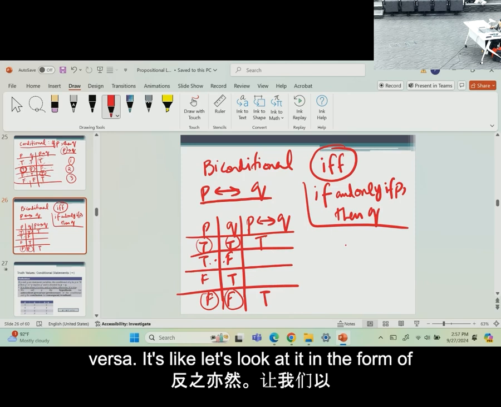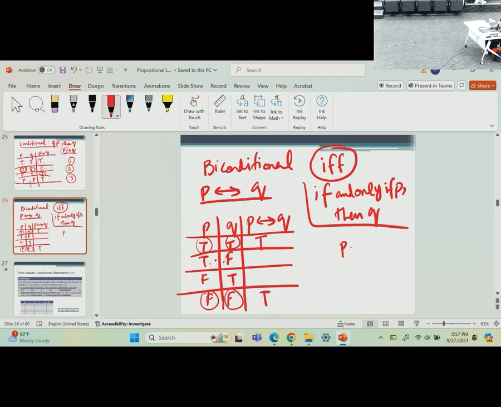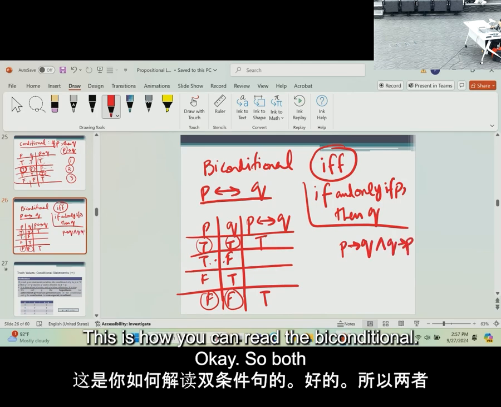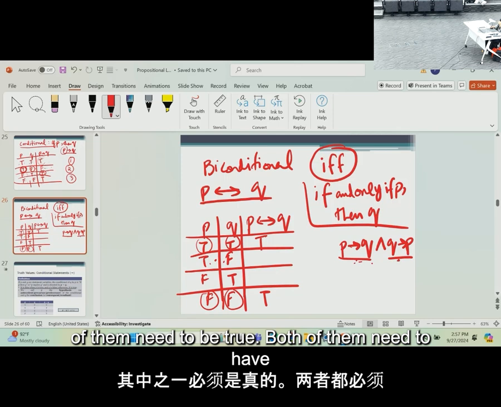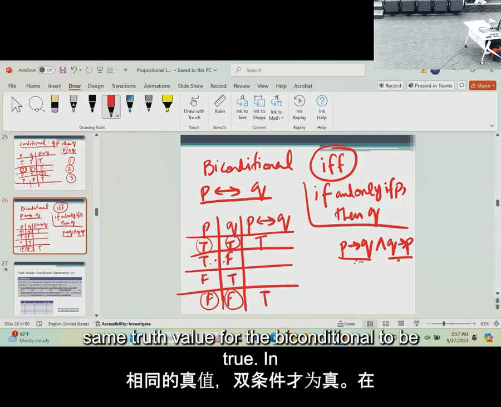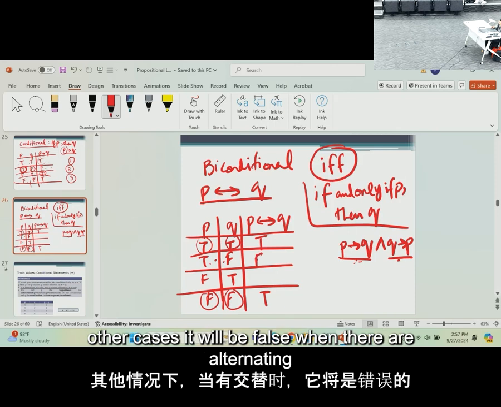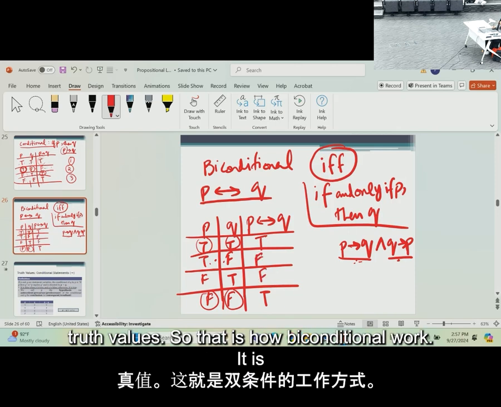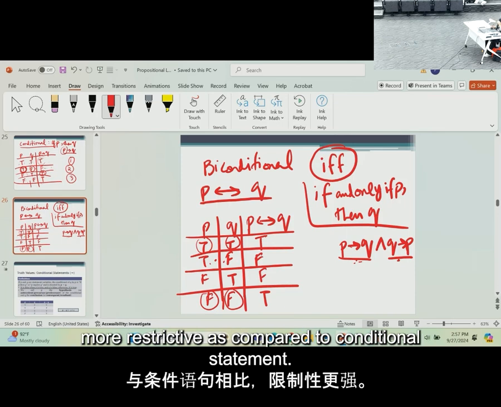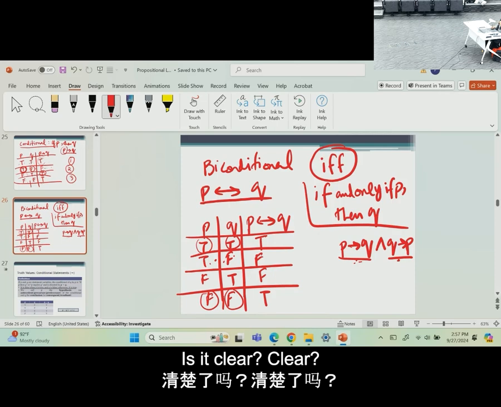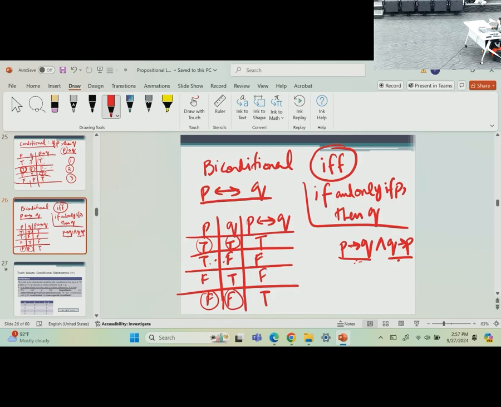Let's look at it in the form of conjunction. This is how you can read the biconditional. Okay, so both of them need to be true. Both of them need to have the same truth value for the biconditional to be true. In other cases, it will be false when there are alternating truth values. Okay, so that is how biconditional works. It is more restrictive as compared to conditional statement. Is it clear? Clear? Okay.